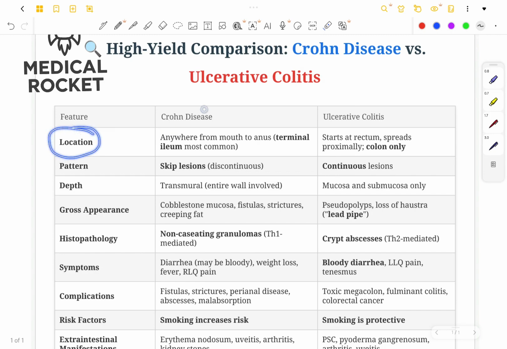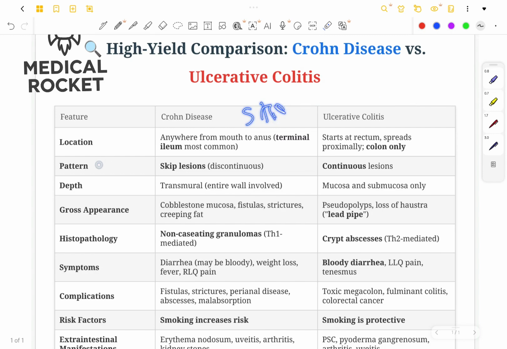Location: Crohn disease can affect any part of the gastrointestinal tract from mouth to anus, with the terminal ileum being the most common site. Ulcerative colitis always begins at the rectum and spreads proximally in a continuous fashion. It is limited to the colon only. USMLE tip: Crohn skips, UC creeps.